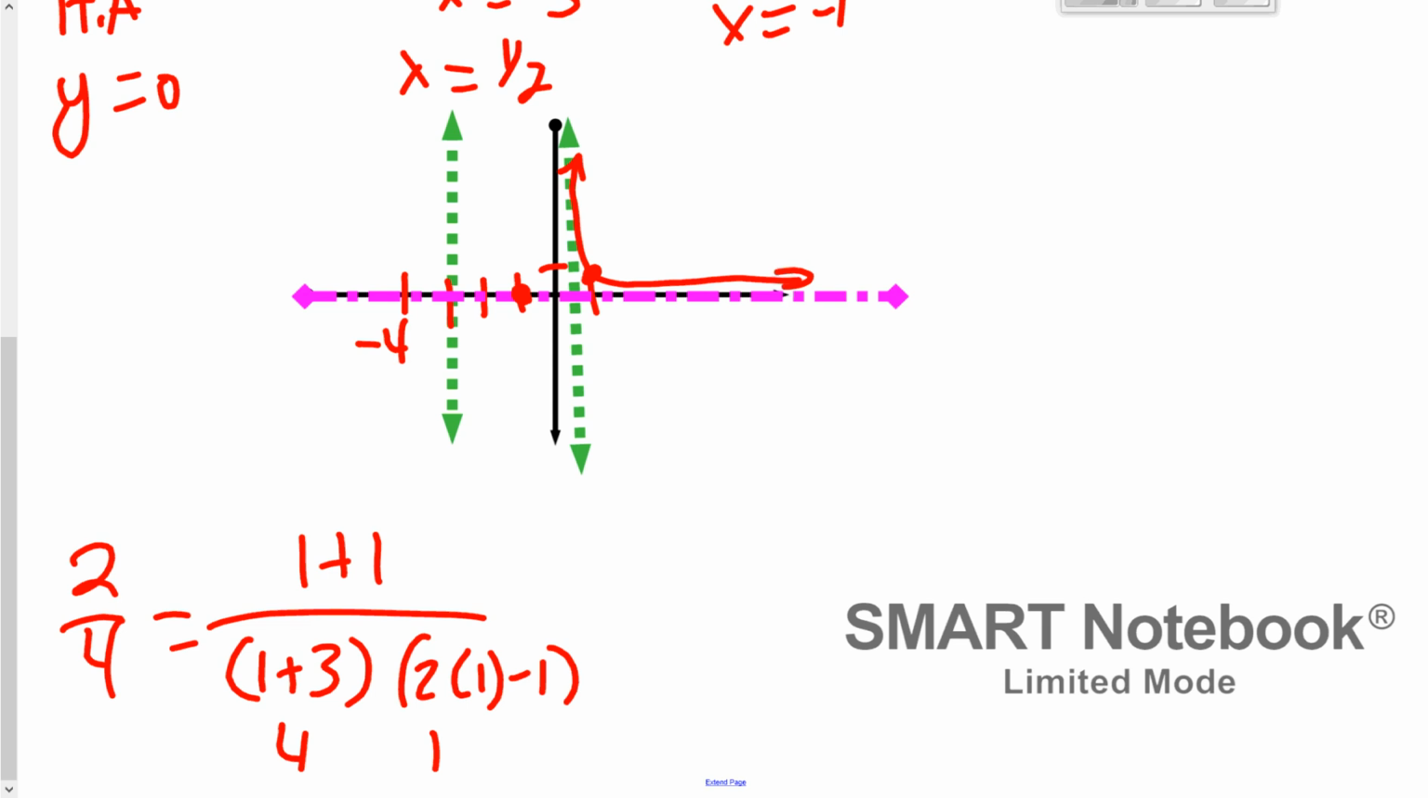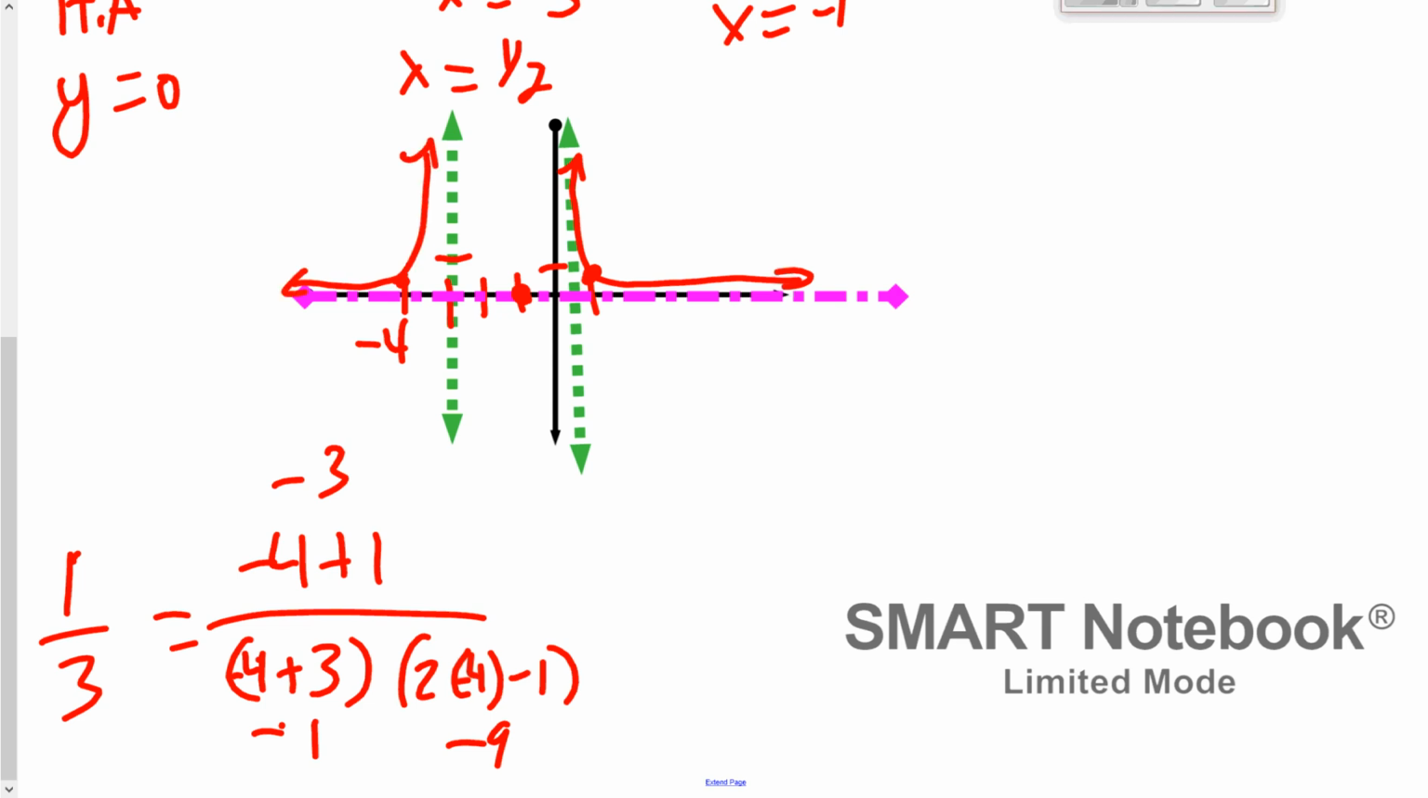Okay, let's plug in a -4. So that is a -1, -3, -8 minus 1 is -9. So that's 1/3. So positive, here's 1/3, somewhere down here, right below that one. So it goes up towards the horizontal asymptote. Okay, so we do have a point in the middle of those two vertical asymptotes.